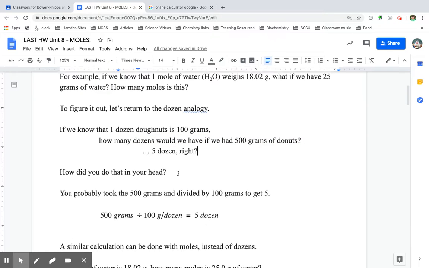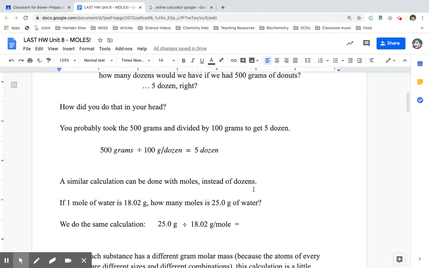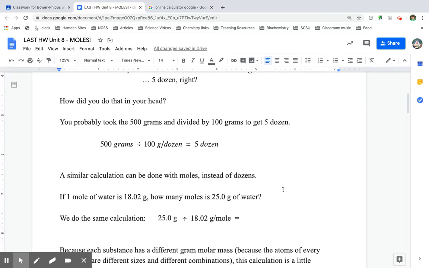Did you do it in your head? You probably took the 500 grams and divided it by 100 grams per dozen to get 5 dozen, right? The grams on the top and the bottom, they cancel out. You just have dozens left. We can do the same calculation with moles instead of dozens.